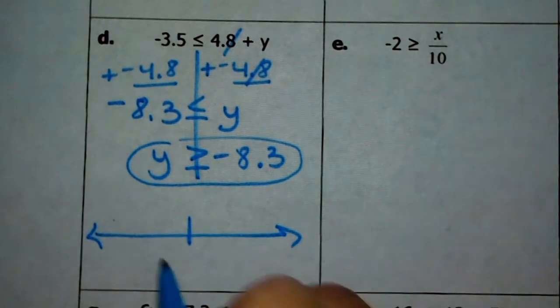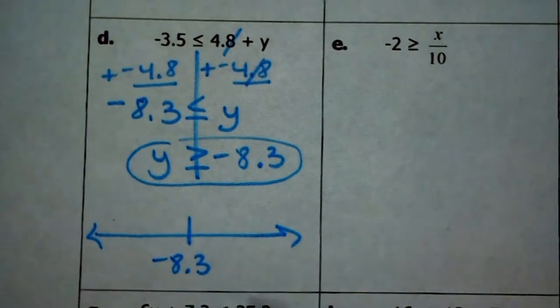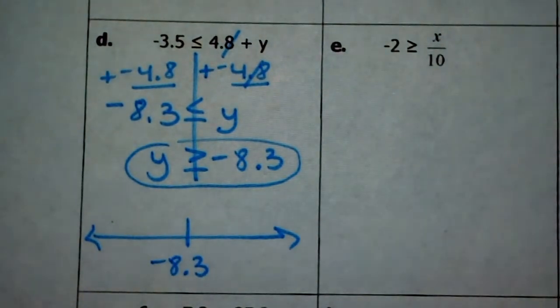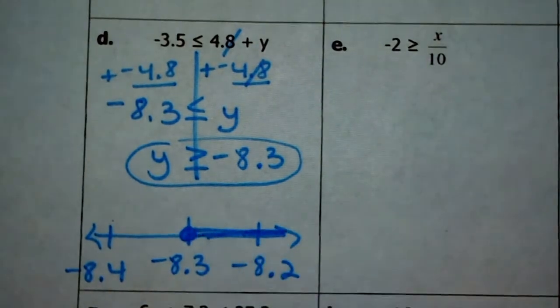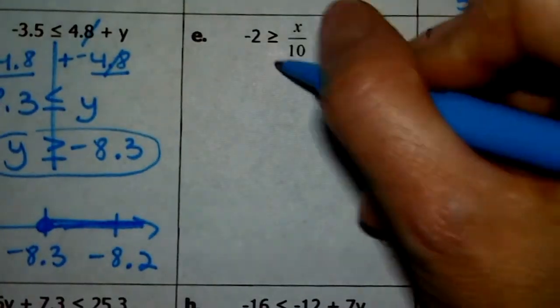Okay. I'm going to put my negative 8.3 in the center. And I think this time I'll just count by tenths. Remember, with negatives, the higher digits are left. So this would be negative 8.4. This would be negative 8.2. Be careful with that, again, because if you reverse them, your graph's going to be wrong. Greater than or equal to means closed. Greater than means right. Done. All right, keep on going.